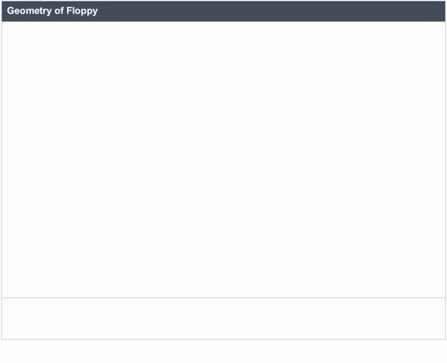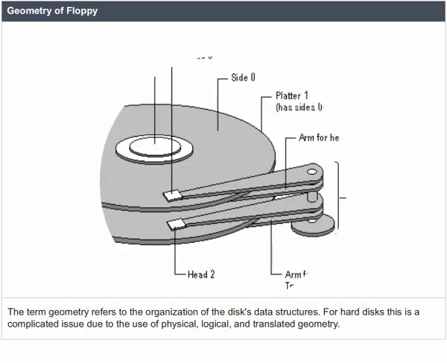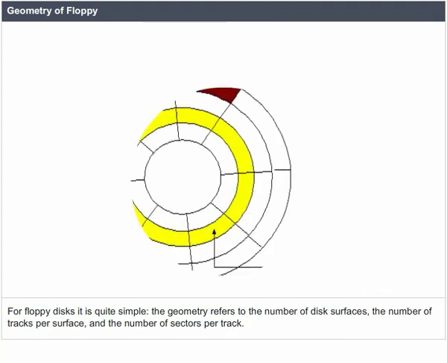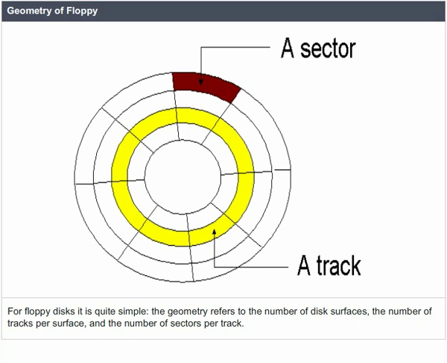Geometry of floppy. The term geometry refers to the organization of the disk's data structures. For hard disks, this is a complicated issue due to the use of physical, logical, and translated geometry. For floppy disks, it is quite simple. The geometry refers to the number of disk surfaces, the number of tracks per surface, and the number of sectors per track.